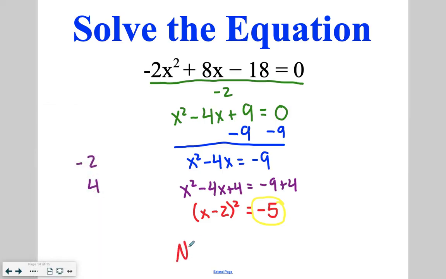If you get to this situation right here, where your answer is equal to a negative, then the solution to this problem is no solution. If the answer after you simplify it is negative, then it is a no solution problem.